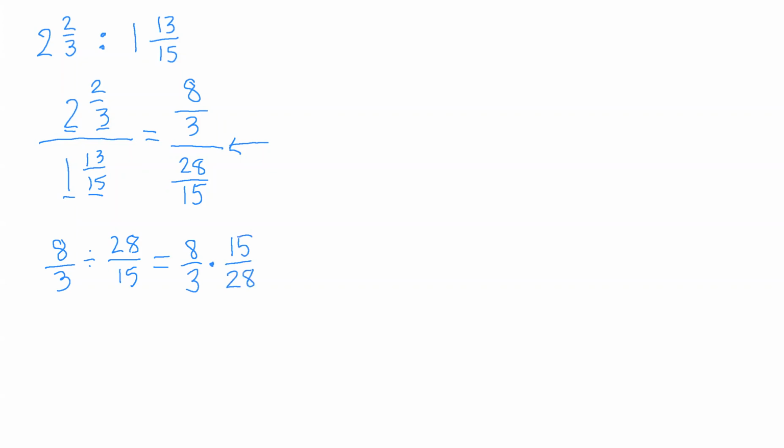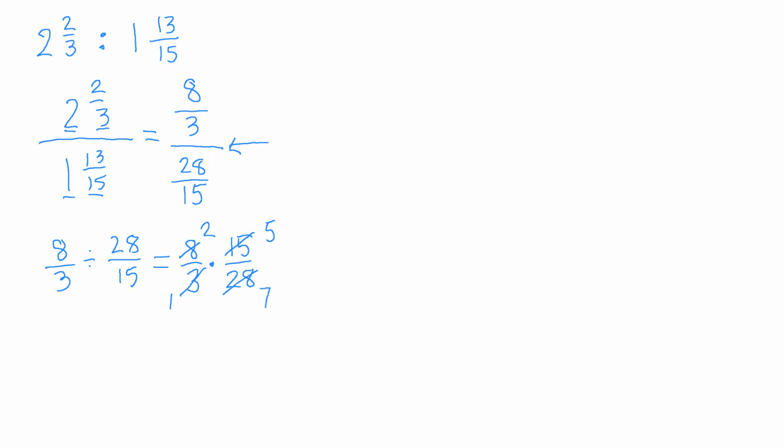And then we want to reduce. We look for factors that can be divided out of the top and the bottom. Okay, so looking at 3 and 15, I recognize that 3 and 15 both have a factor of 3. So I divide 3 by itself and I get 1. I divide 15 by 3 and I get 5. And then 8 and 28 have a common factor of 4. So I divide 8 by 4 and I get 2. I divide 28 by 4 and I get 7.